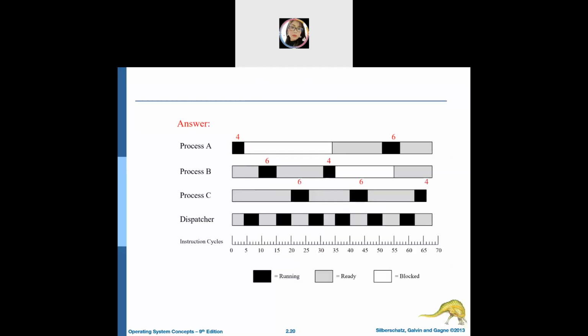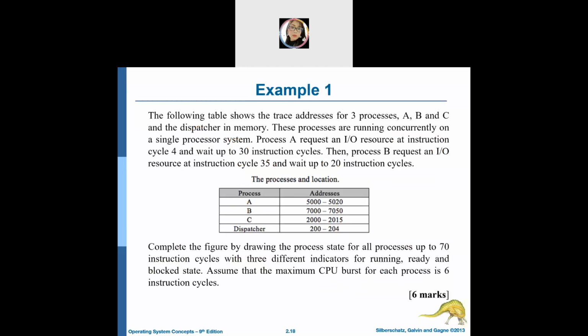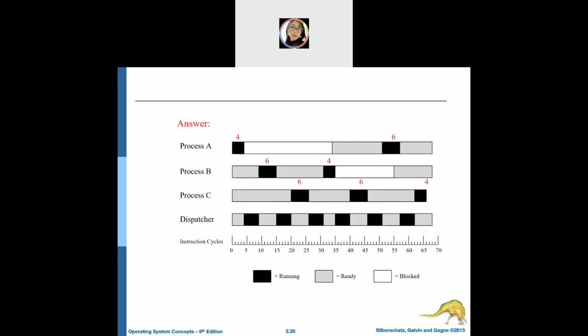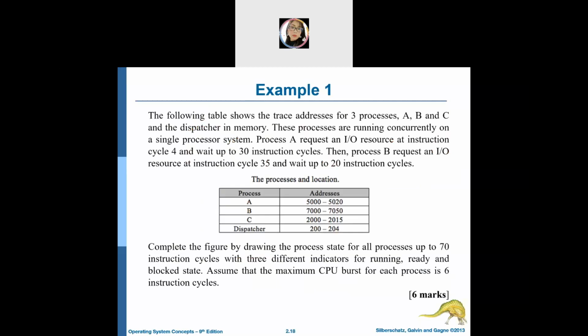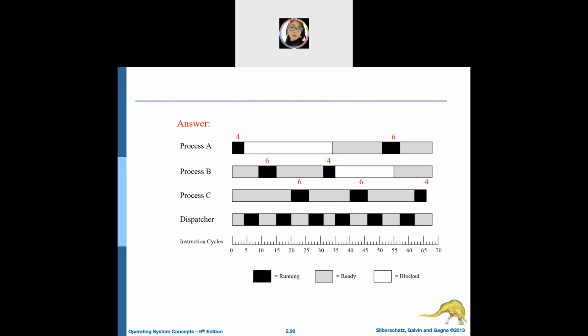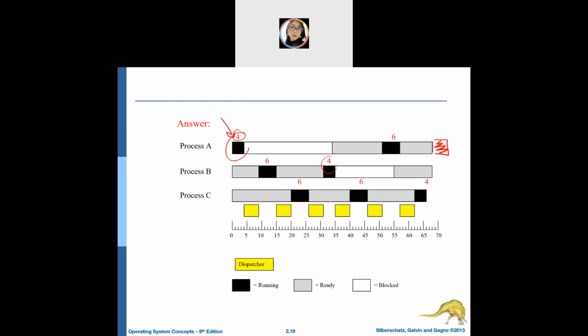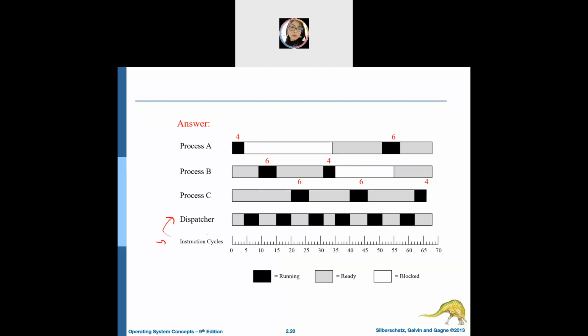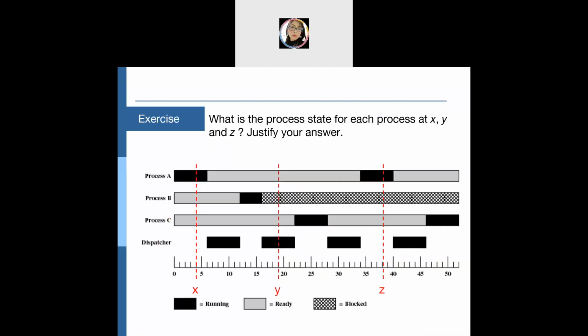Okay, that is how you can be asked in terms of this type of question. As long as you understand how to draw, you need to follow basically the instruction given in the written question. Okay, this one is just instruction cycle, or maybe you can have the dispatcher I mentioned just now. You can draw like this, you can also draw like this. Basically it's similar. Okay, you can try to do the exercise here.